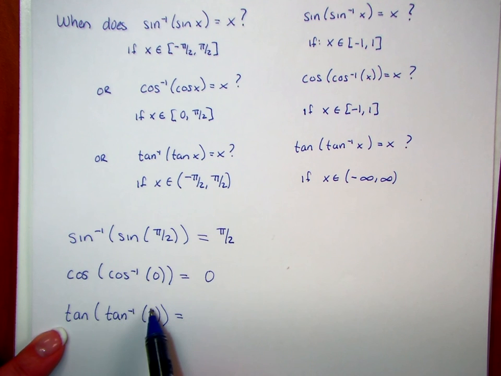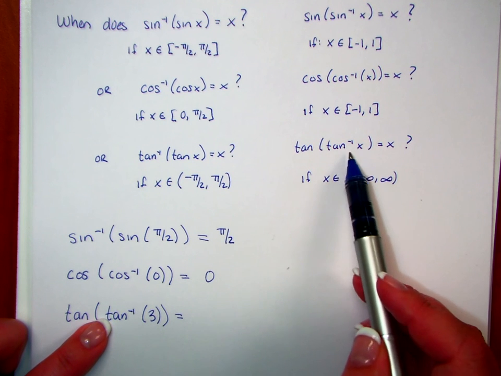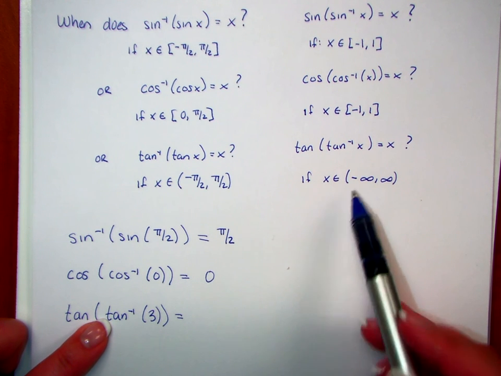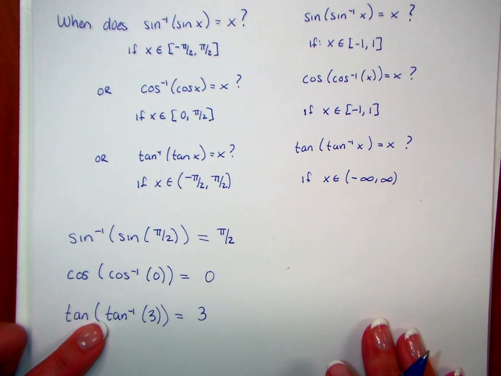Tan inverse is on the inside, so we have to ask ourselves, is 3 in the domain of tan inverse? The domain of tan inverse is all real numbers, so this is always going to cancel, and we're going to get 3 as a result.